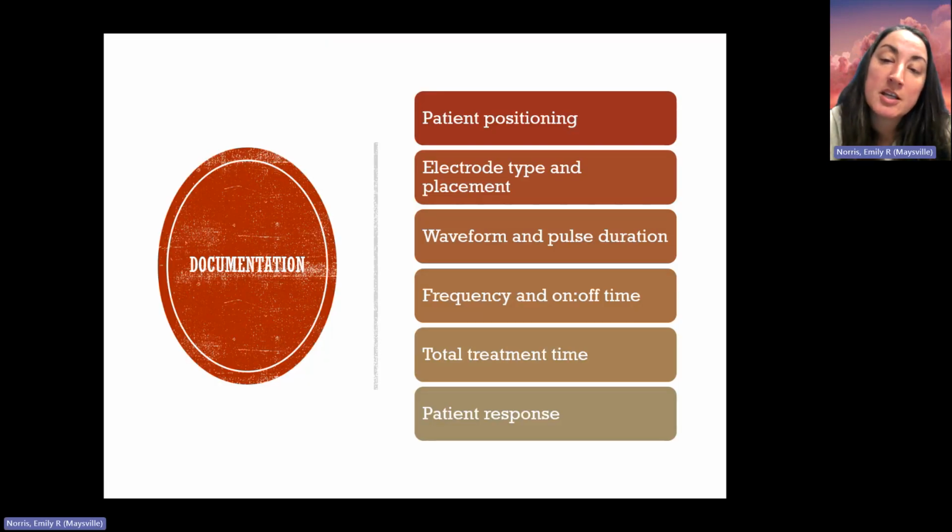All right, when we are documenting our ESTIM for tissue healing, we want to document the patient position, the electrode type, and the placement, the waveform, the pulse duration, frequency, on-off time. So all the parameters including duration or treatment time, and then the patient's response. Some of the same parameters that we've been documenting all along for all of our ESTIM.